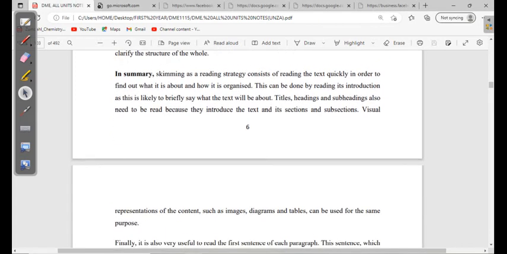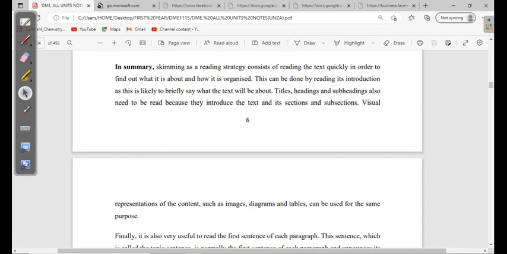So, in summary, skimming as a reading strategy consists of reading the text quickly in order to find out what it is about and how it is organized. Basically, you want to see if you are going to gain interest in reading. This can be done by reading its introduction, as this is likely to briefly say what the text will be about. You also read titles, headings and subheadings, because they introduce the text and its sections.